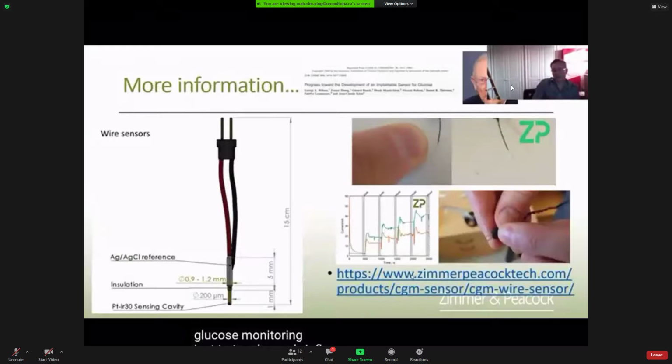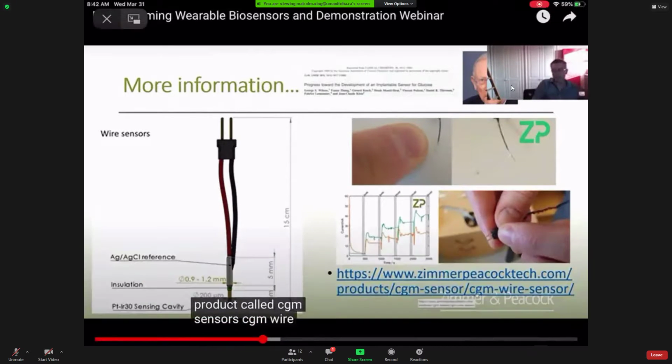Just to touch very briefly on the wire sensor. If you want to know a lot about glucose wire sensors, then I would look at a product called CGM sensors, CGM wire sensors. So that's the wired sensor. Another one is a wireless sensor. So if you implant it in the body, you need to think about how to change your signal to wireless. So generally, we have a module you can order from Amazon or eBay or Texas Instruments.